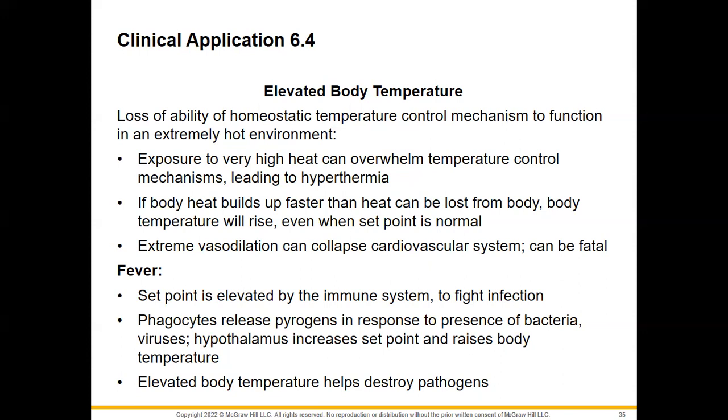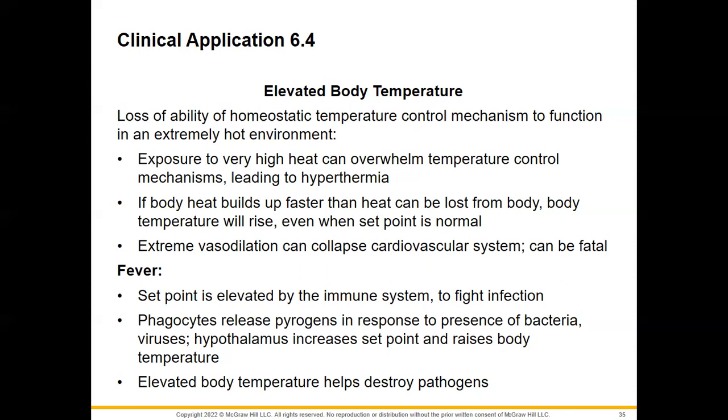Fever. Fever is when you have a set point elevated by your immune system. If your body has an infection, your immune system is going to take that set point and elevate it so that your body temperature can rise without too much heat loss. At this point, you want to maintain a higher temperature within the body. This is going to help you fight the infection.